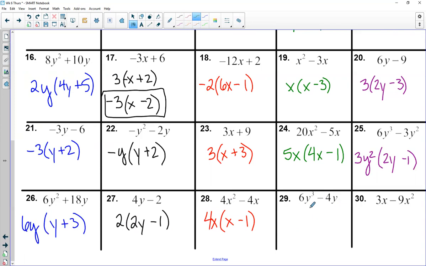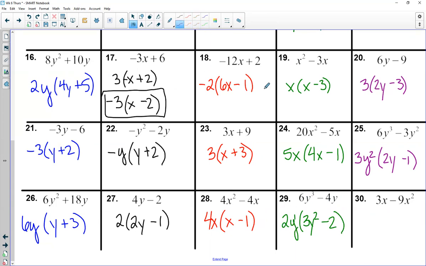Second to last one here. We have 6y cubed minus 4y. What do they both share? We're going to see that 6 and 4 both share a 2. Y cubed and y will both share 1y. 2y times 3y squared will give me 6y cubed. We need to make sure that we are adding those exponents on the variables. And then 2y times negative 2 will give me negative 4y. So our greatest common factor in this case was 2y.